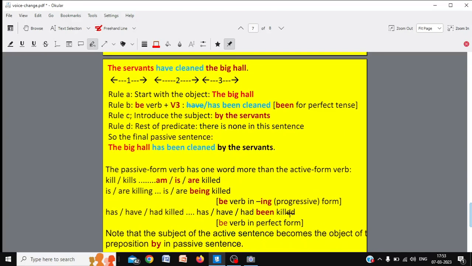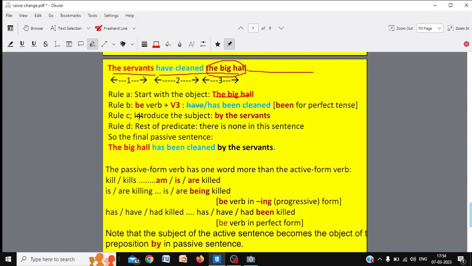The servants have cleaned the big hall. The servants, part 1, subject; have cleaned, the verb; the big hall, the object. We do not have the rest of the predicate, the extra part. So start with the object. The object is the big hall. What did they clean? The big hall. Note that you have to take the article the and the adjective big, the full object phrase. Not only hall, but the article as well as the adjective.